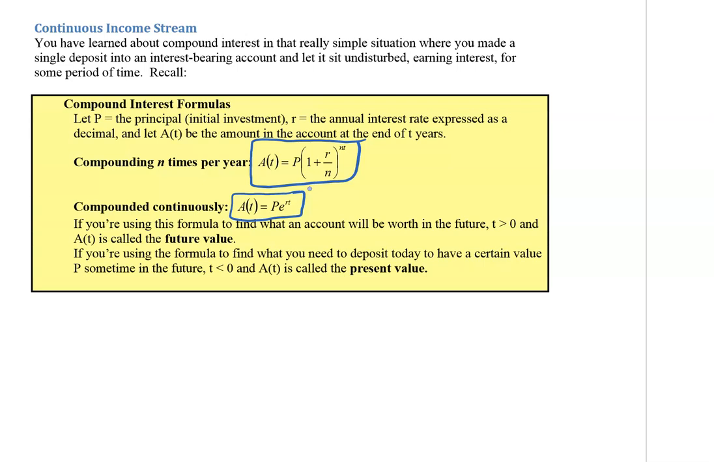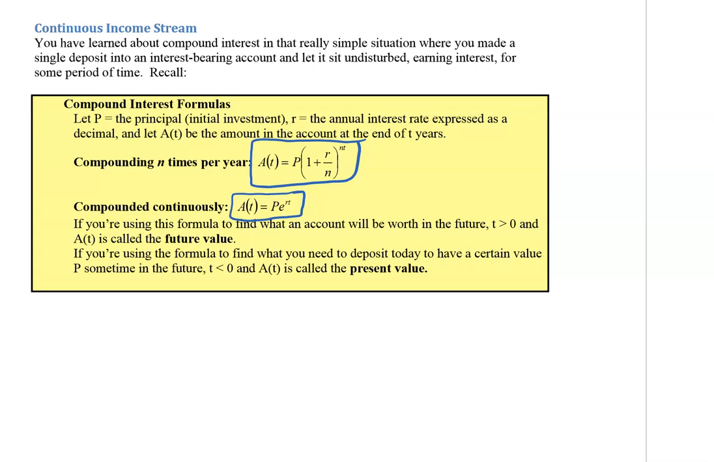If you're using these formulas to find out what an account will be worth in the future, such as when your t is greater than 0, then A(t) is called the future value. And if you're using the formula to find what you need to deposit today to have a certain value P sometime in the future, they call that the present value. So I just want to make you aware of some of these words and remind you of things that you already know. These are really simple equations where you make a single deposit into an interest-bearing account and let it sit undisturbed, earning interest for some period of time.